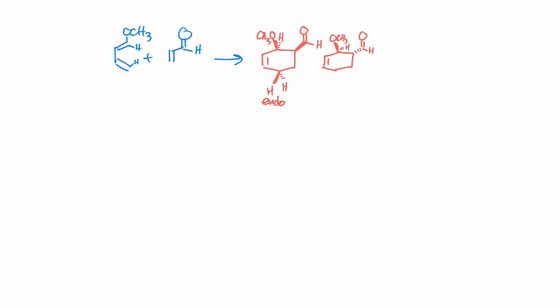And so now you see that my inner group, the H, is on the same side as the electron withdrawing group. So again, that is the exo version. But what if we flipped the dienophile before we did our mechanism? We would get a couple other versions as well.